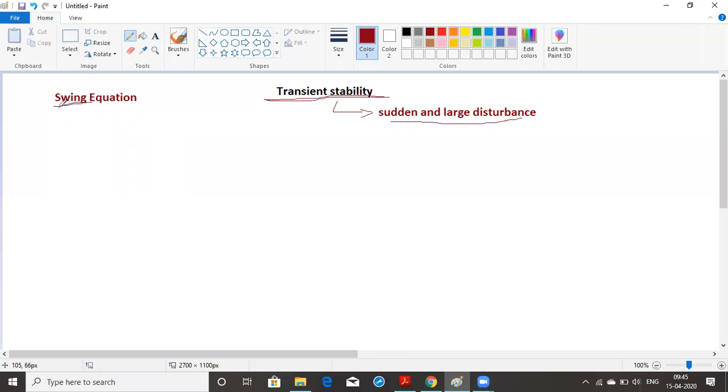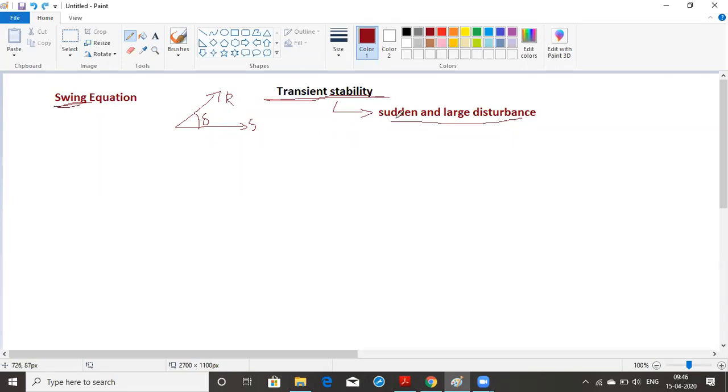I have already told you what a swing is. For example, if you have a stator axis and a rotor axis, the angle difference between them you can assume as delta. Theoretically, delta is the angle difference between the stator axis and the rotor axis, or we can also call it the angle difference between the excitation and the terminal voltage.